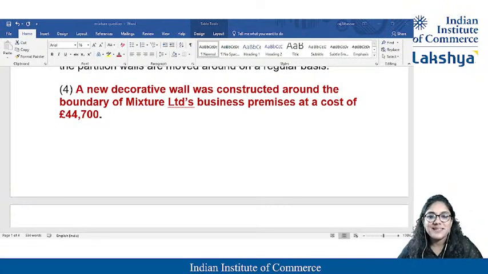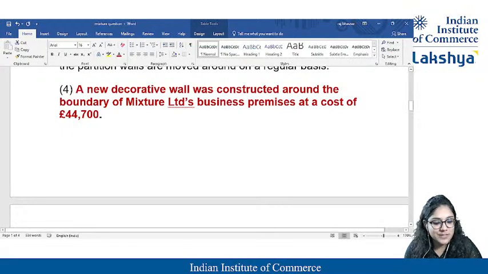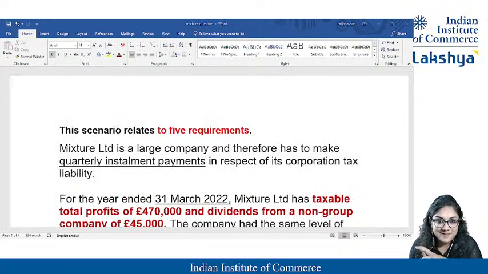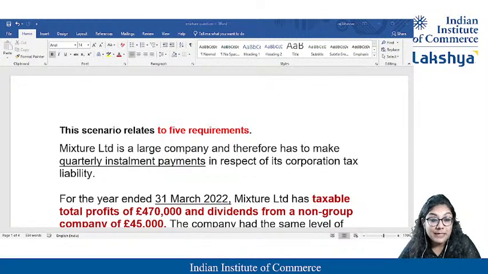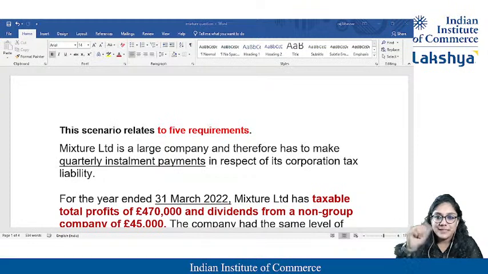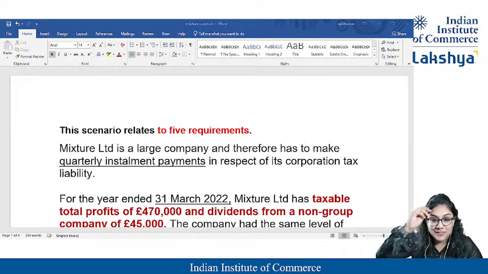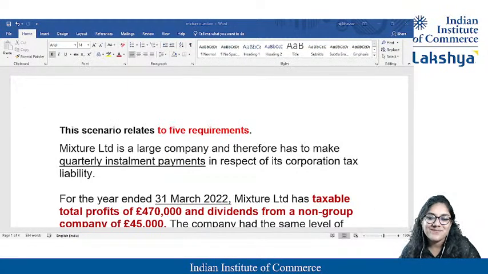So was the first question easy? First question was very easy, and we completed this question, which is about corporation tax. That is being tested from March and June 2022, 23 onwards. Can we take a break of 2 minutes, and we are going to start with the second question, which is September, December 22. Let's take a break.